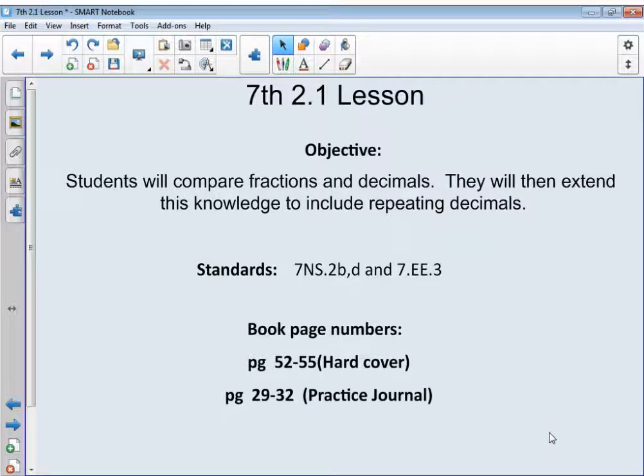Okay, today's lesson is the 7th grade lesson 2.1. Students will compare fractions and decimals. They will then extend this knowledge to include repeating decimals. The standards covered in this lesson are 7NS2B and D, as well as 7EE3. The book pages that you will use are out of the hardcover book, pages 52 through 55, and out of the practice journal, pages 29 through 32.